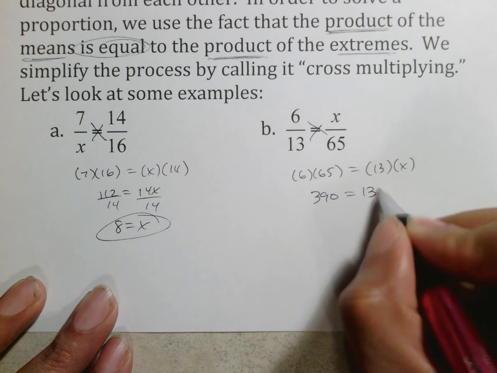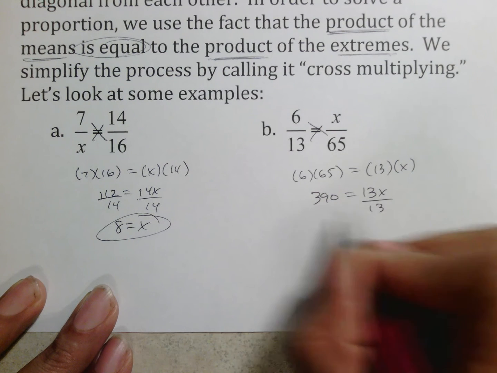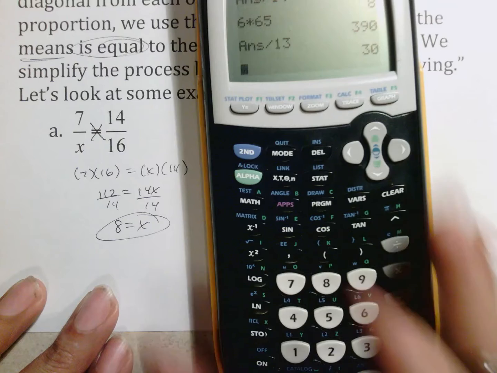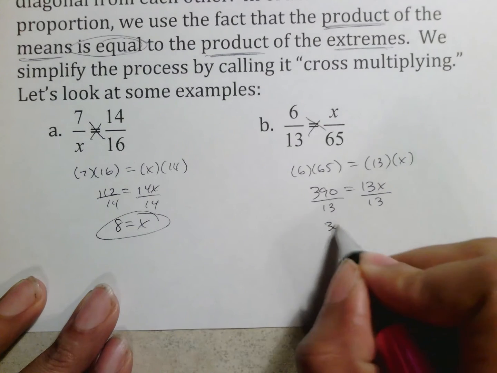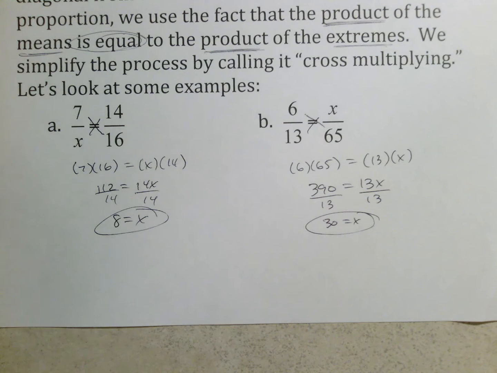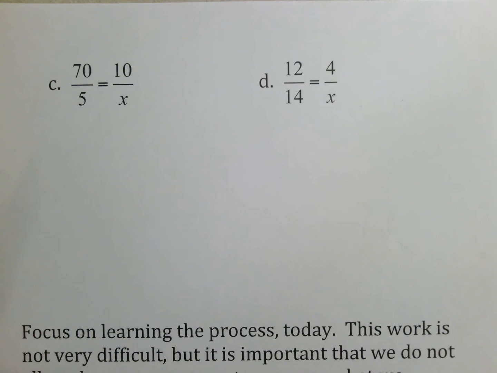13 times x is 13x. Then I divide both sides by 13, and I get 30 as my answer for x. So again, notice that the solving on this is easy in comparison to what we started out with. But that's how algebra is. Again, it teaches you how to do something, then we are using the application of solving to solve these proportions.